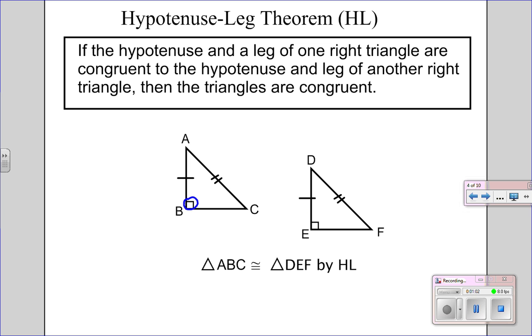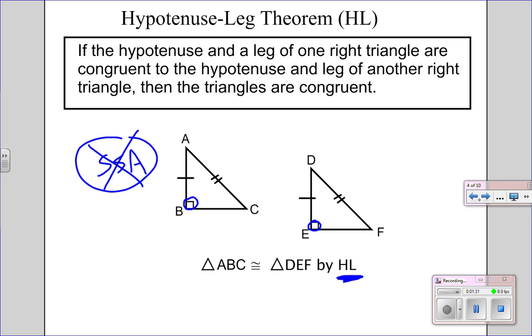So notice, angle B and angle E are 90 degrees, so that makes each of these triangles a right triangle. And you have a leg congruent to a leg, hypotenuse to a hypotenuse. So triangle ABC is congruent to triangle DEF by HL. If we didn't know HL, we'd look at this and we'd see SSA, and of course we know SSA does not work. But because it's a right triangle, we can use a new theorem called HL, hypotenuse leg.